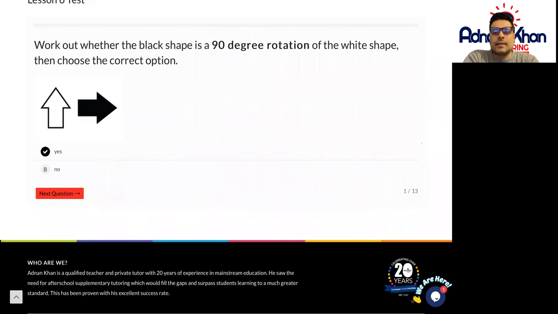So in this case, in our first question, work out whether the black shape is a 90-degree rotation of the white shape. Well, the white shape is pointing straight up, and the black shape is pointing to the right, which means, yes, there is a 90-degree rotation. So in this case, our answer is going to be yes.